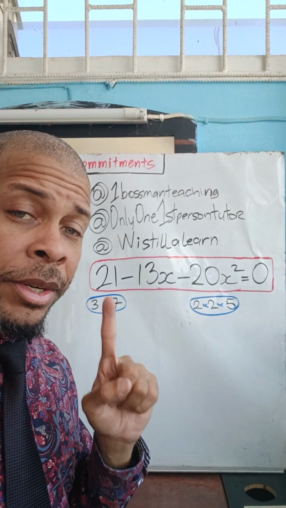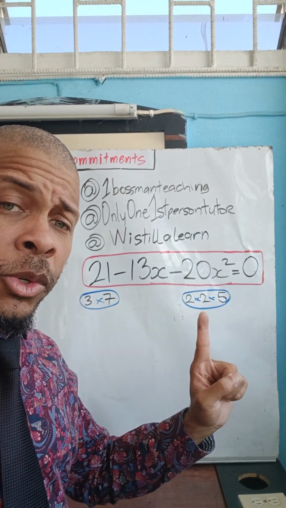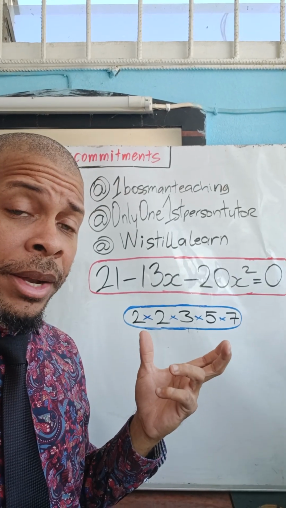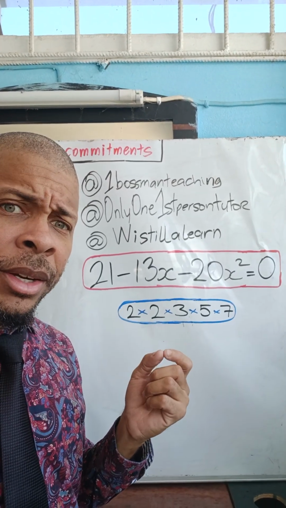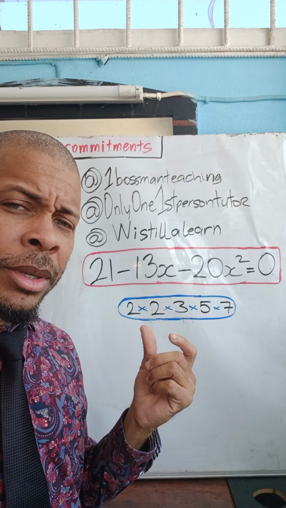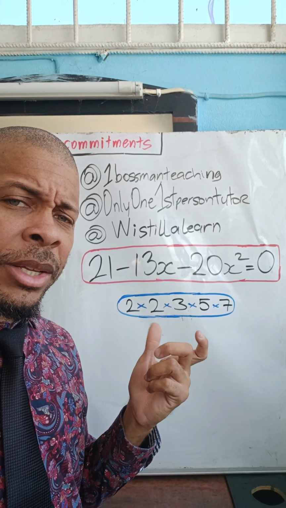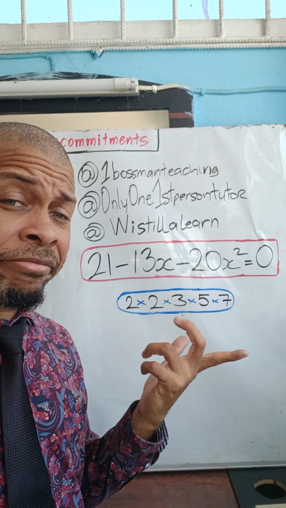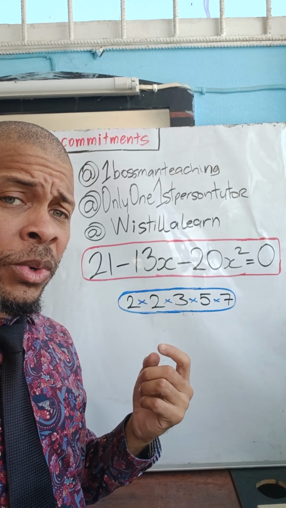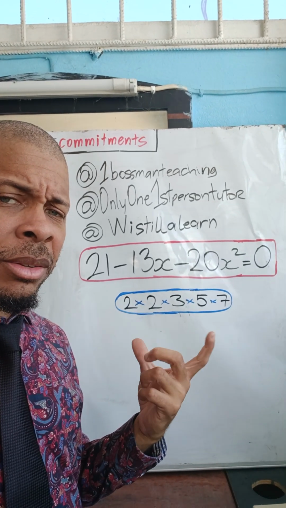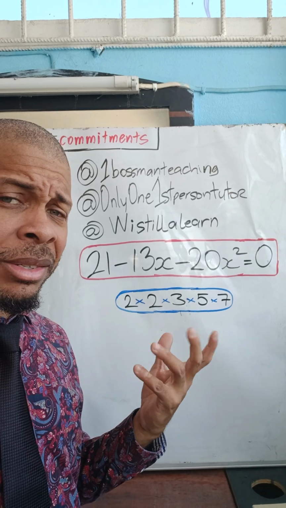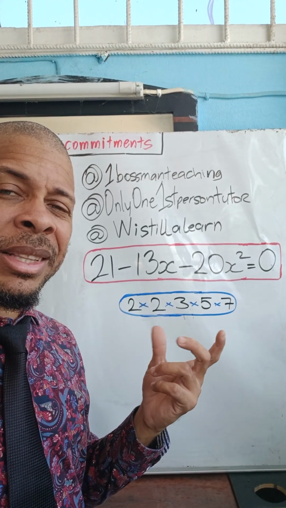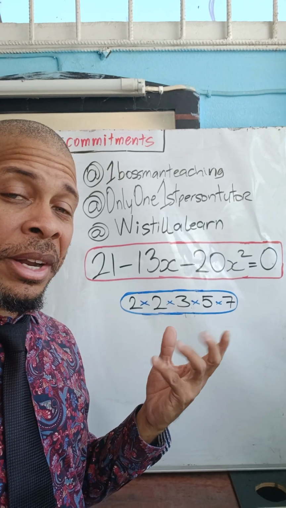This 3 by 7 is for the 21. The 2 by 2 by 5 is for the 20. And now that we have these factors, how are we going to use them to get this 13 in the middle? Let's combine some combinations. Let's experiment. Let's do trial and error then.